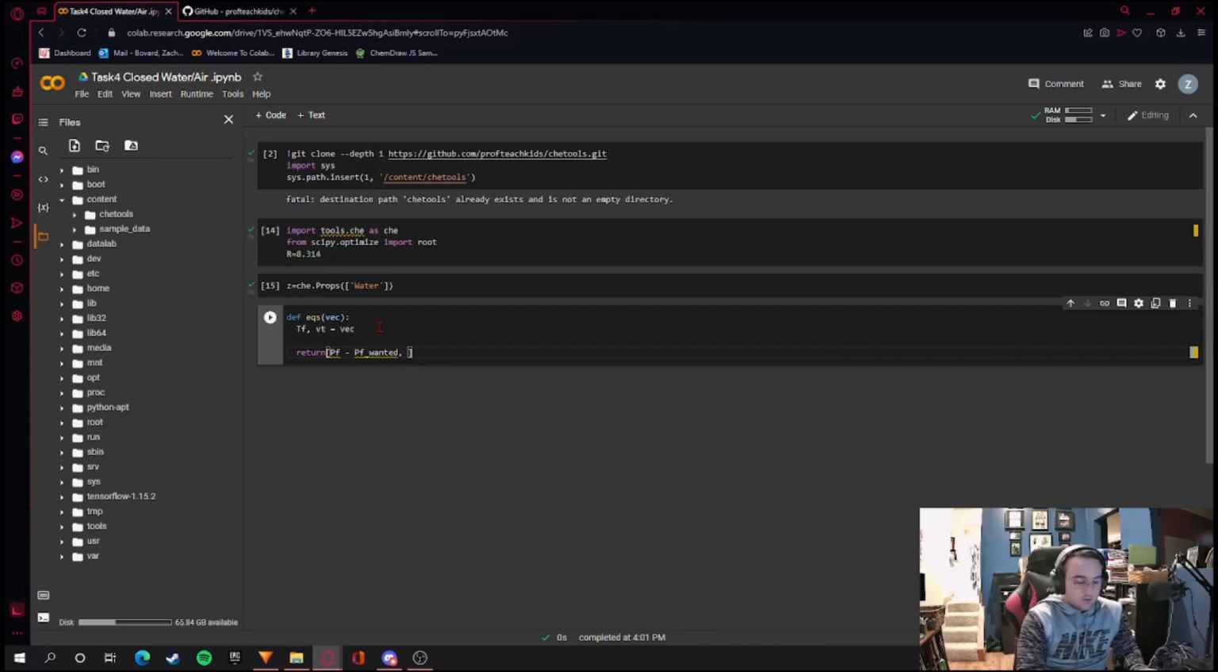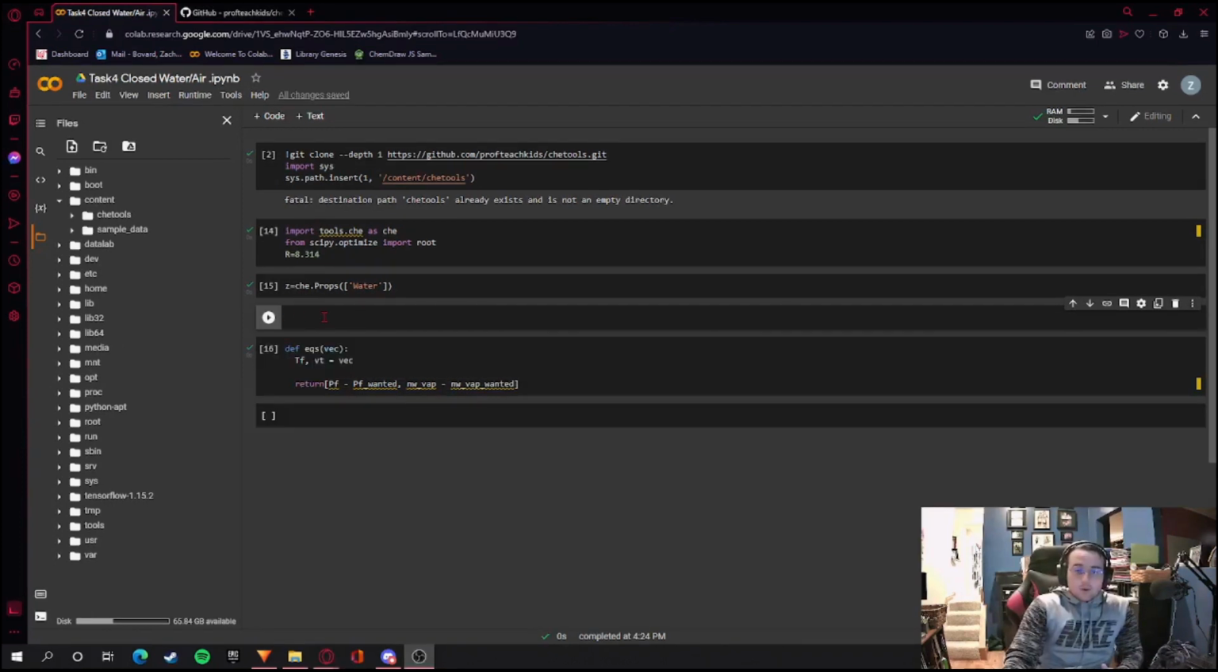And then we also have the parameter of the moles of water in the vapor phase, like the final moles of water in the vapor phase. So that'll be the same concept as in the number of moles in the vapor phase minus the number of moles in the vapor phase wanted.